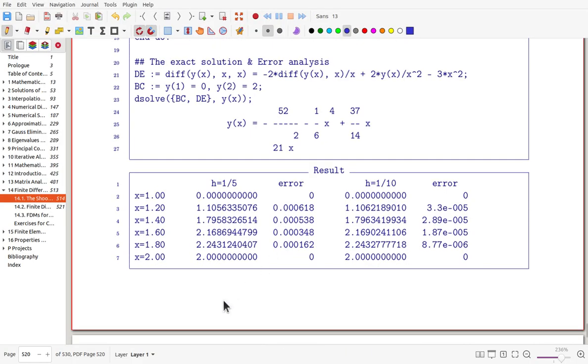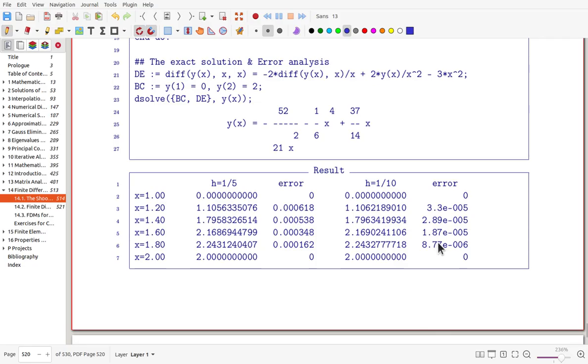Okay, let's look at the result. From 1 to 2, when h is 1 over 5, these are the computed solutions. We measure the error from the exact solution, so we have the error here. Now when h is 1 over 10, the computed solutions at those points are here, and the error is measured again from the exact solution.